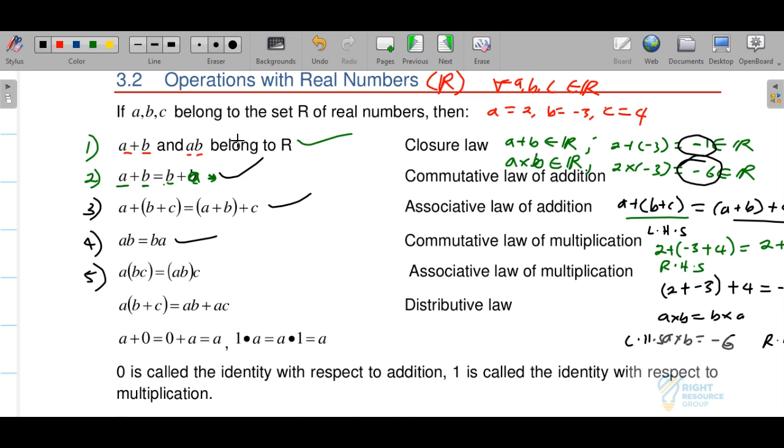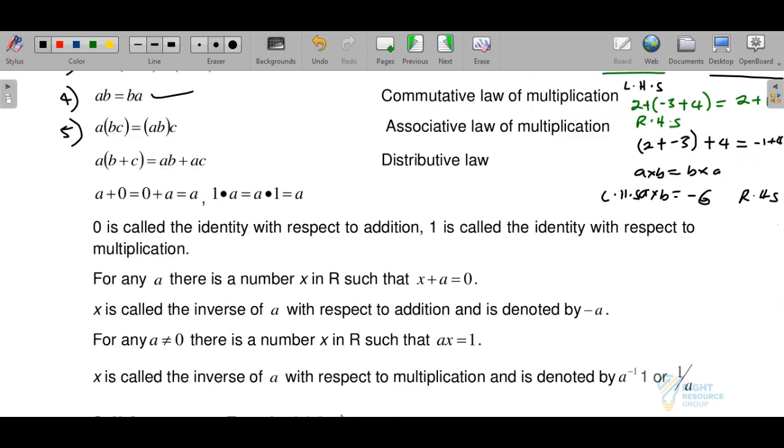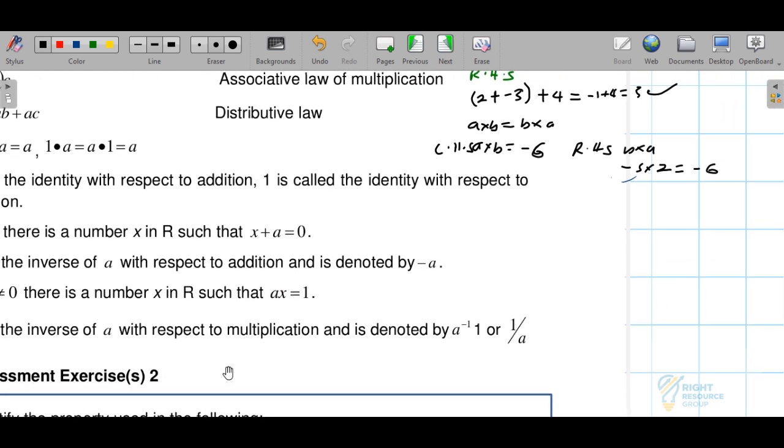Remember, we've done that of addition already. So let's check that of multiplication and see, which means a multiplying b multiplying c is equal to a multiplying b multiplying c. So let's check the left hand side.